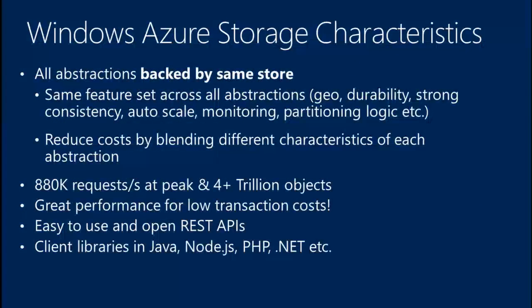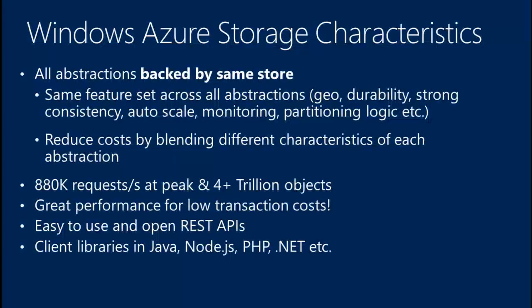So again, all abstractions are backed by the same store. The feature sets across use the same features: geo, durability, strong consistency, the auto scale, the monitoring. One of the key things behind this that's advantageous from a cost perspective is this allows us to blend different types of traffic. So on the back end, for example, a blob may be more I/O bound, whereas table may be more CPU bound. By using the same resources, we can blend that traffic and lower the cost of the overall system.